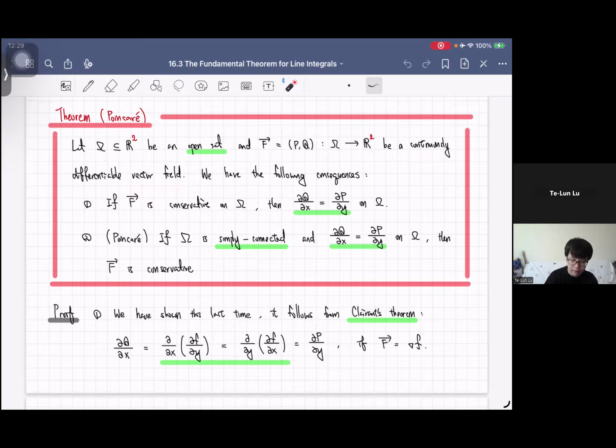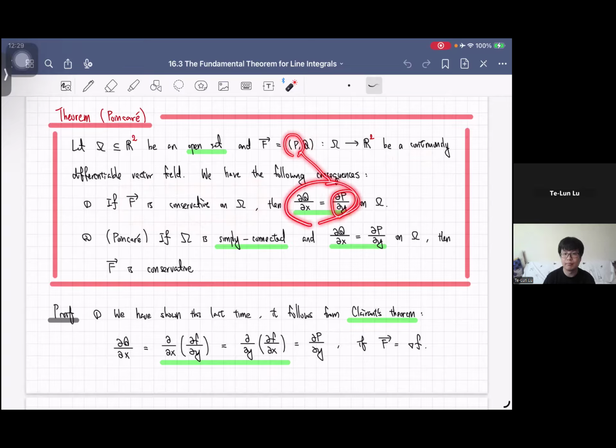So we state that if F is conservative on omega, then you must have the derivative of Q with respect to X, the Y component differentiated with respect to X, and the X component differentiated with respect to Y must be the same. We have actually proved this last time in the line integral video, which is 16.2, that this is actually a direct consequence of Clairaut's theorem. The second one is the most important one. It is basically what Poincaré states.